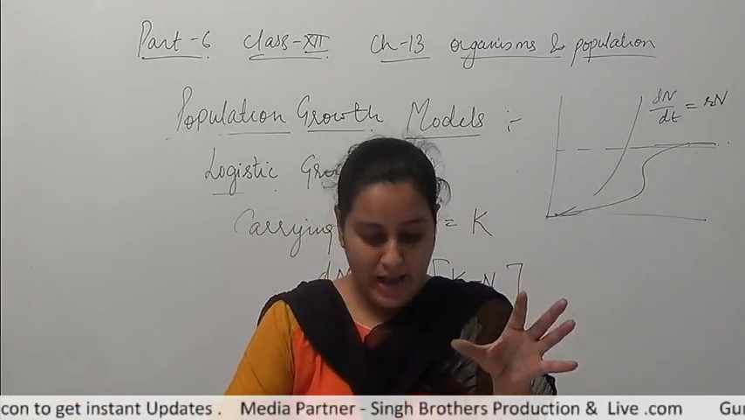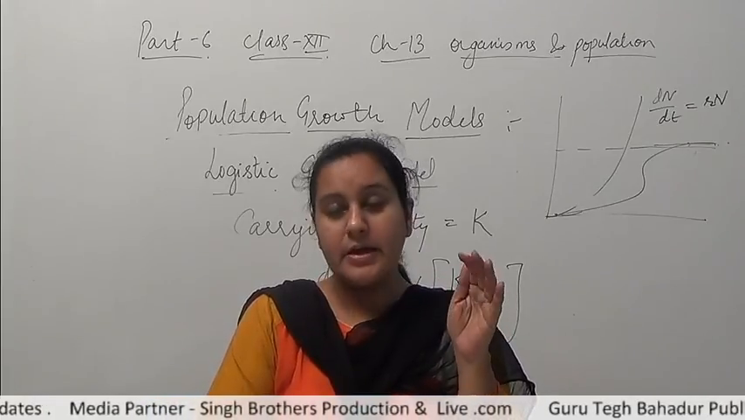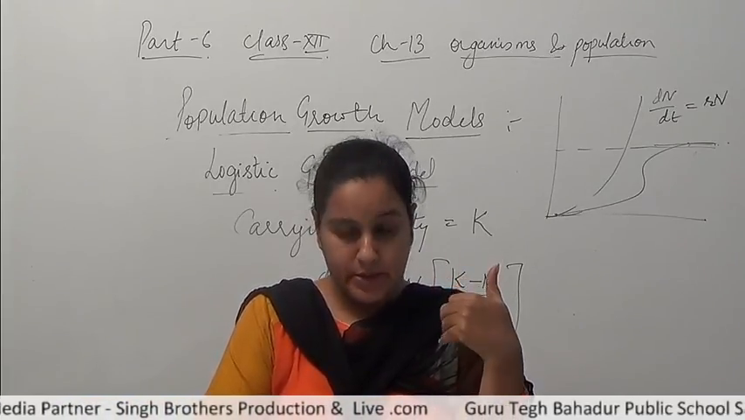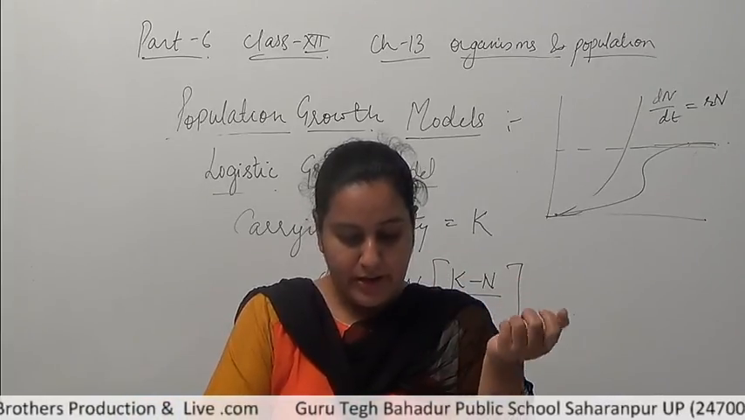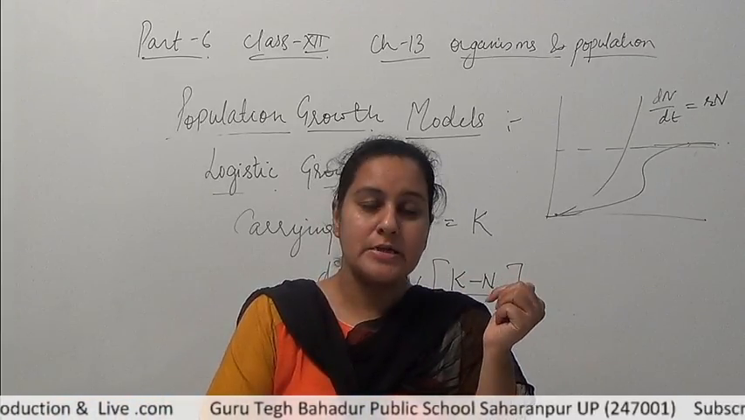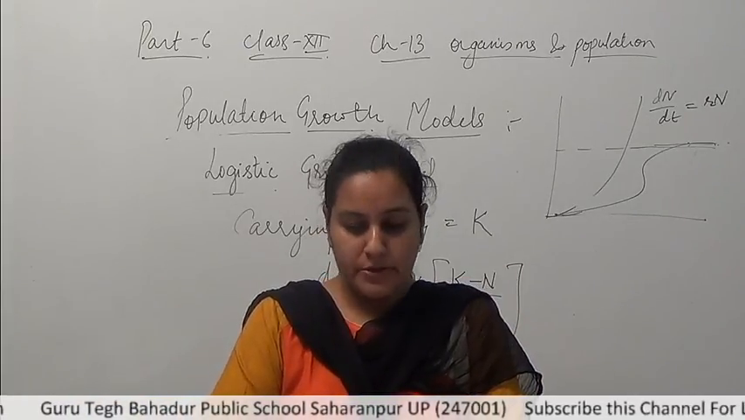So this graph shows the lag phase, and the phases of acceleration and deceleration. Sometimes there is an acceleration and sometimes there is a deceleration, and finally the population density reaches its carrying capacity. So this is all about the population growth models.